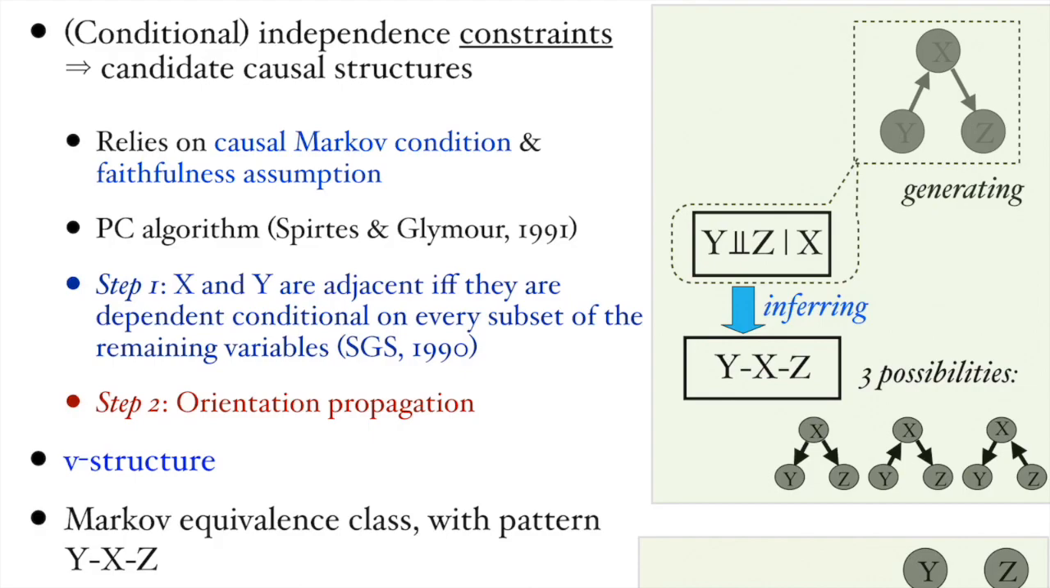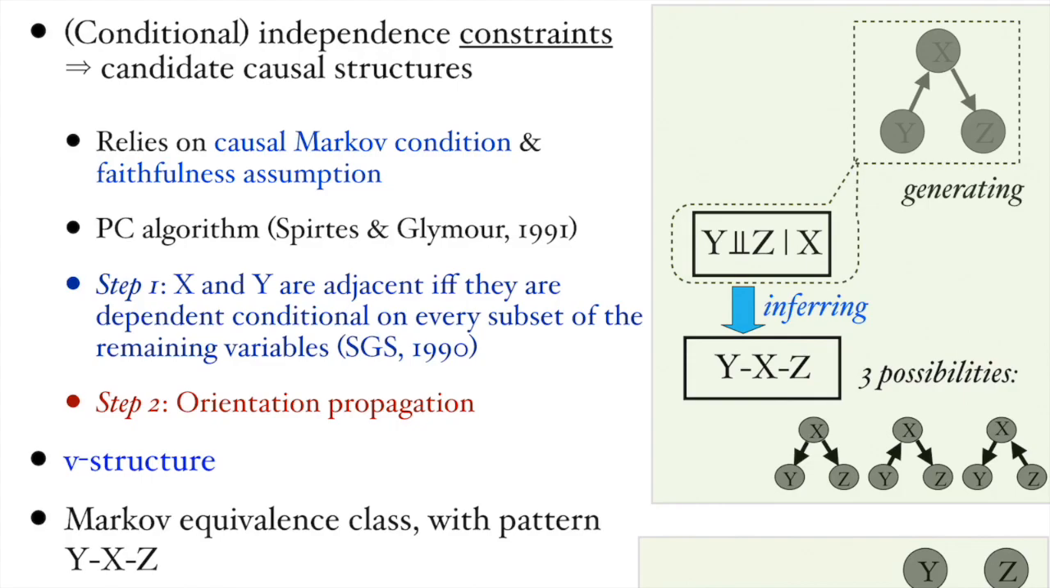You say that step one, X and Y are adjacent if and only if there are dependent conditions on every subset of the remaining variables. Exactly. So if I have n variables, I have to test 2 to the power of n. Yeah. So wouldn't that make step number one non-polynomial?